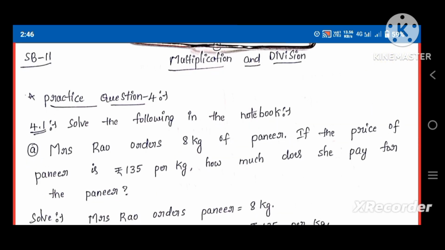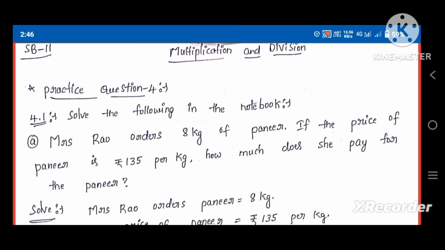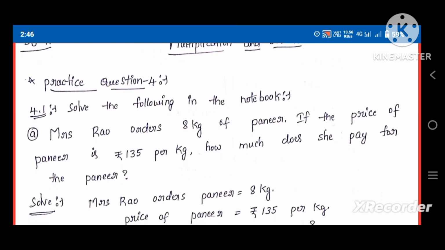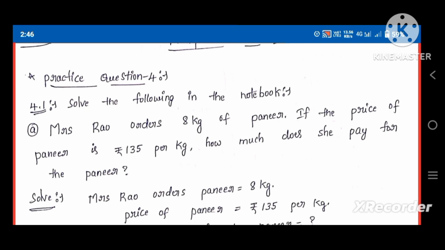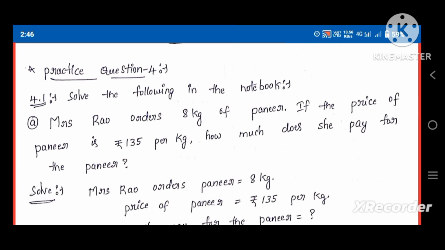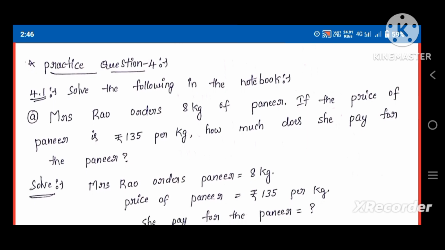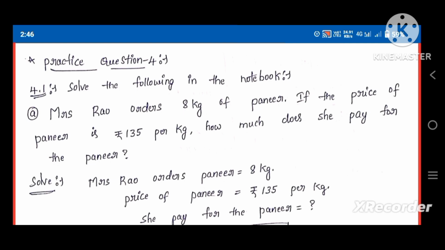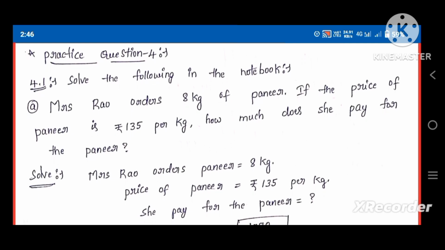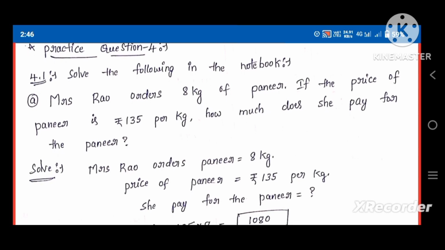Multiplication and division, SB-11, practice question number 4, 4.1. Solve the following in the notebook. A. Mrs. Rao orders 8 kg of paneer. If the price of paneer is rupees 135 per kg, how much does she pay for the paneer? Solve. Mrs. Rao orders paneer equal to 8 kg. Price of paneer is equal to 135 rupees per kg. She pays for the paneer. We find.